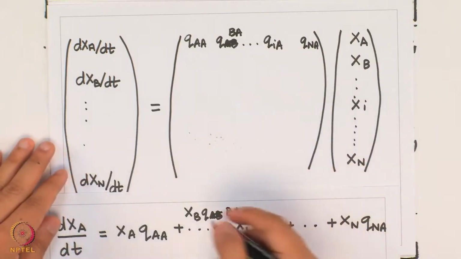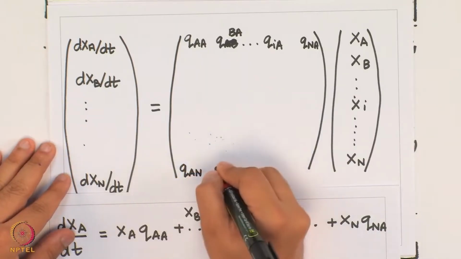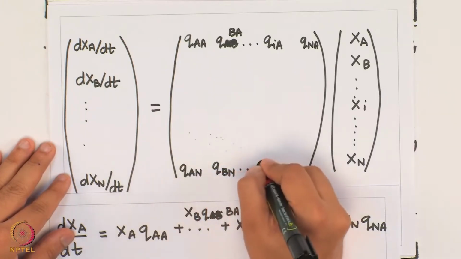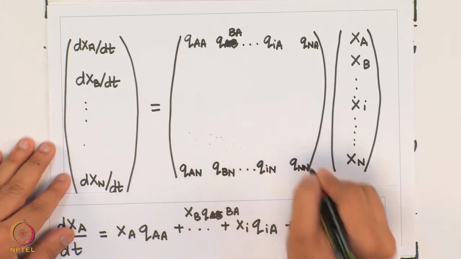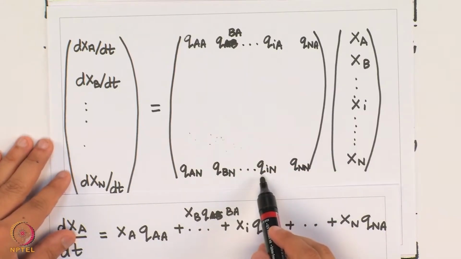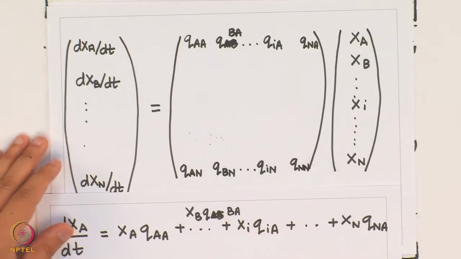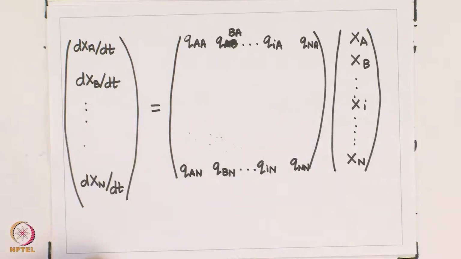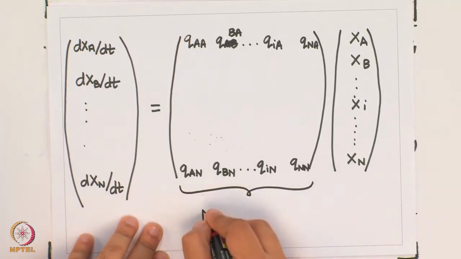Similarly, we can go on and we get the last row as QAN, QBN, QIN, QNN, which represents that whenever genotype I divides and leads to a progeny of genotype N, that's represented by the probability QIN. So that gives me my matrix structure, and this matrix is called the mutation matrix Q.